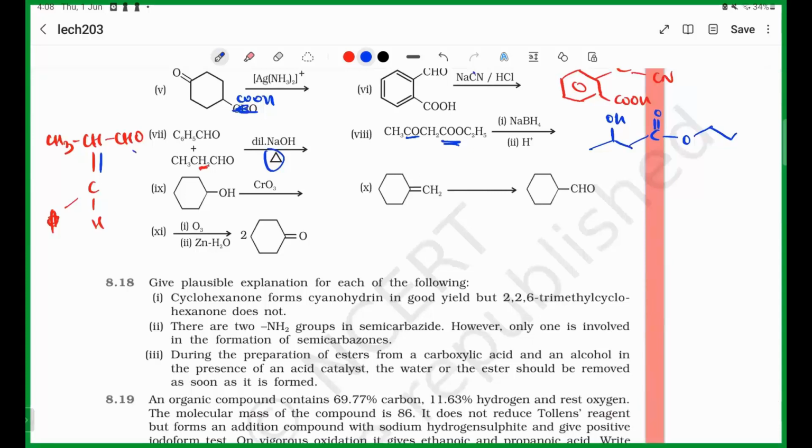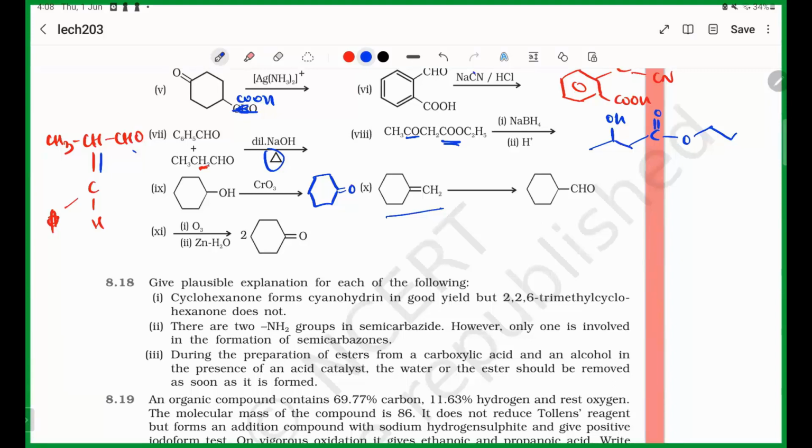CrO3, as everybody knows, is an oxidizing agent. In the presence of H2SO4, it has a very special name. It's called Jones reagent. But here, it acts as a mild oxidizing agent and oxidizes cyclohexanol to cyclohexanone. Next, you have this compound which gets oxidized to this compound. We'll see what kind of process gives this.